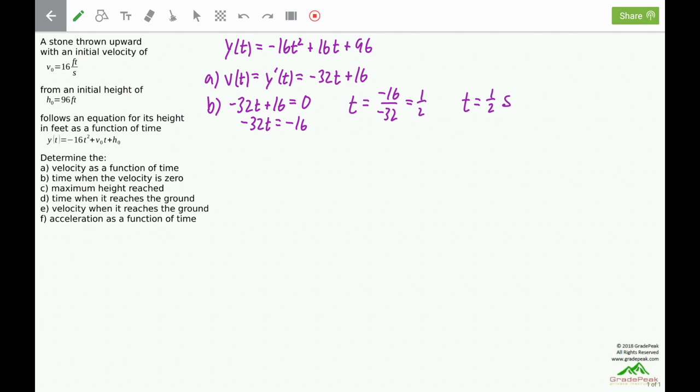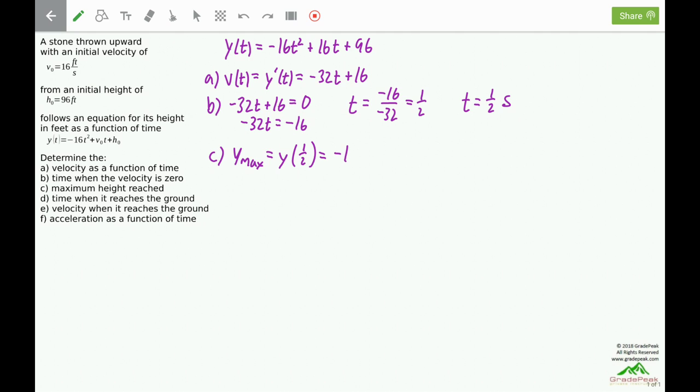For part C, we want to know the maximum height reached. The maximum height occurs at the moment when the velocity becomes a 0, because the stone is changing over from having moved upward to now moving downward. It hits 0 briefly at that time. And we found the time when it hits the 0 at 1/2 second. That's where it's turning around from heading upward to now heading back downward. Our y max is therefore y evaluated at that time we found in part B, 1/2.